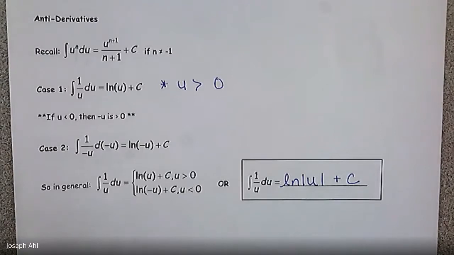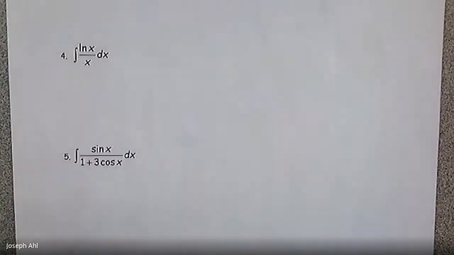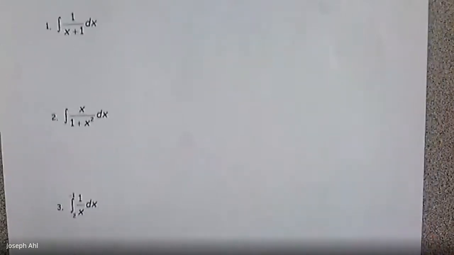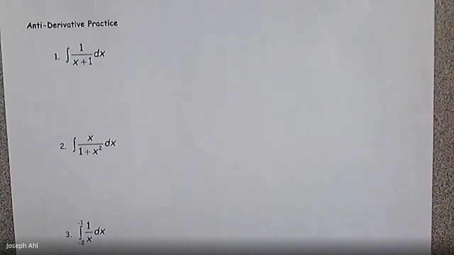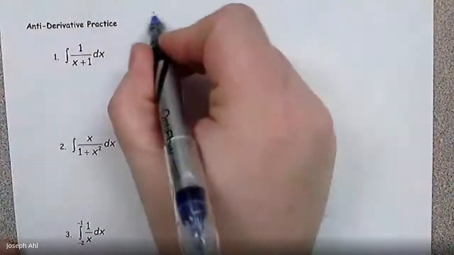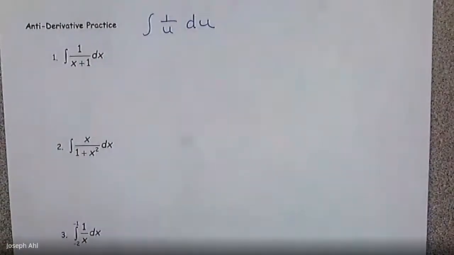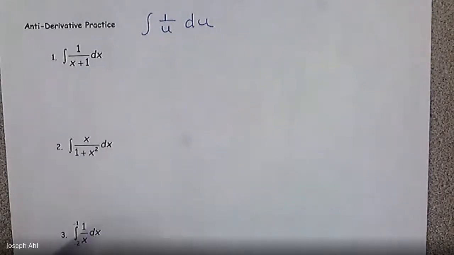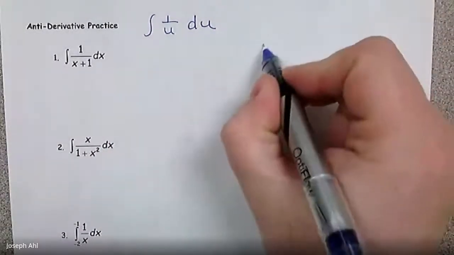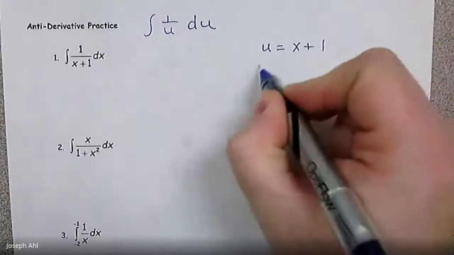Okay. Moving on from there, let's do a little bit of practice with antiderivatives on the last page of today's notes, and then we'll go from there. When we look at this last page, I think using u substitutions is a great idea because we're looking for something of the form 1 over u du.